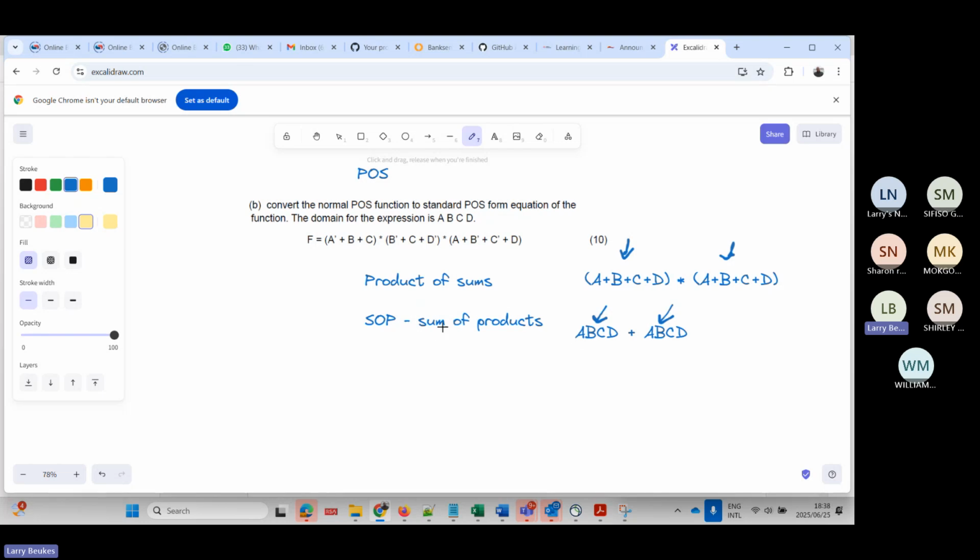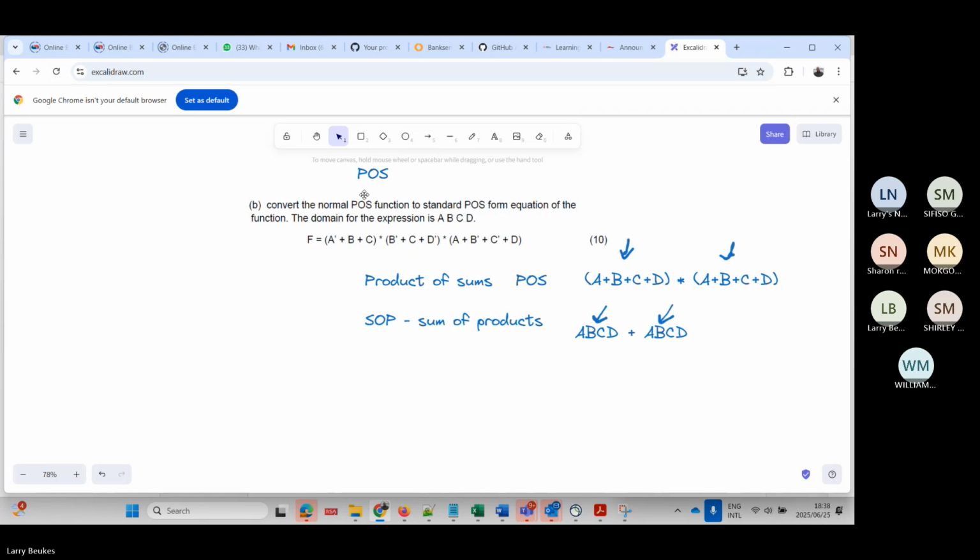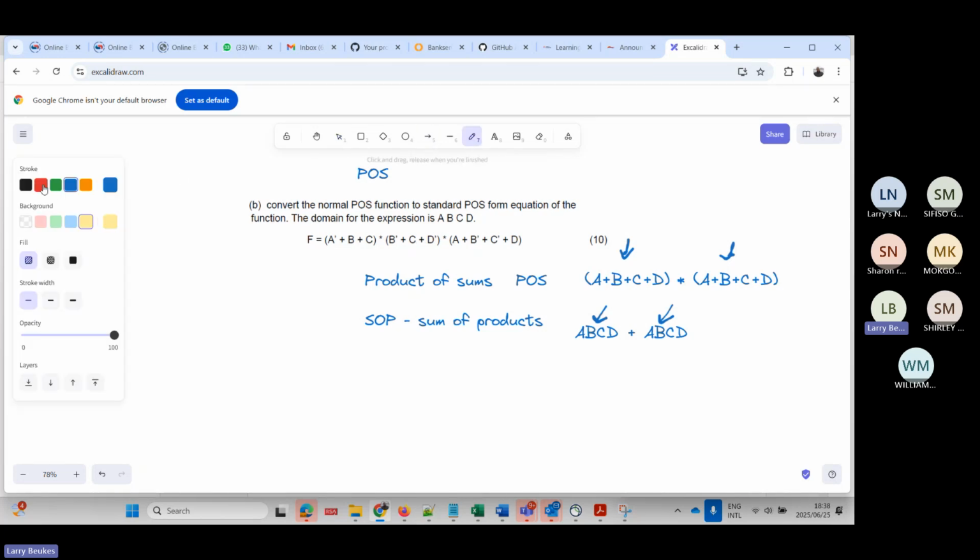So you have the SOP form and then you have the POS form, right? In this case, we are looking at the POS form. Convert the normal POS function to standard POS function. So what does standard mean? We need to ask ourselves what standard means. If they're giving us a domain expression here, the domain expression is ABCD. From this, we can tell that we have 4 variables, right? 1, 2, 3, 4.